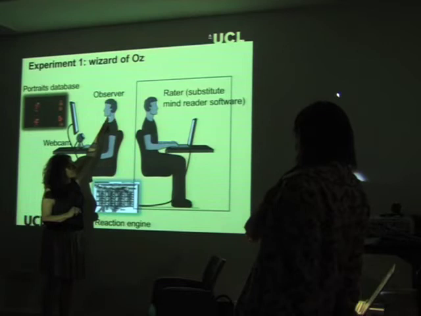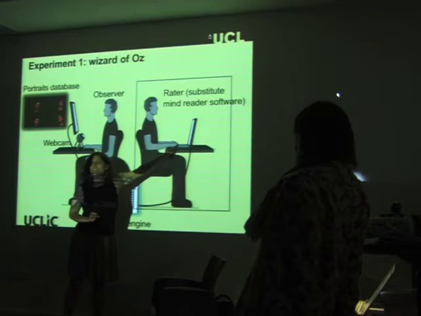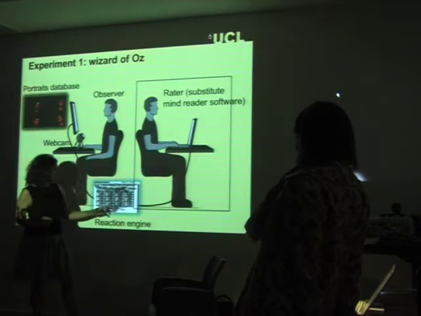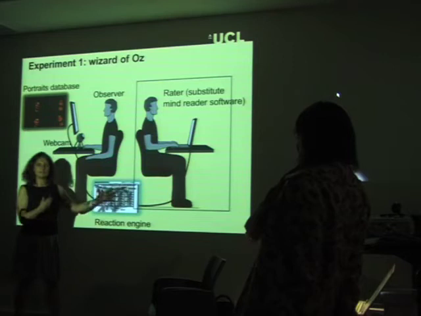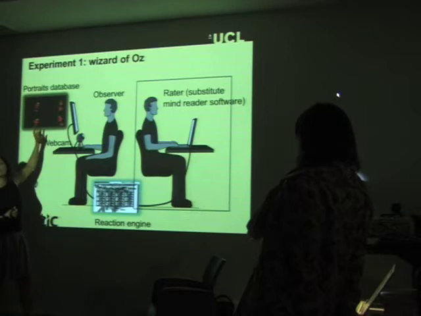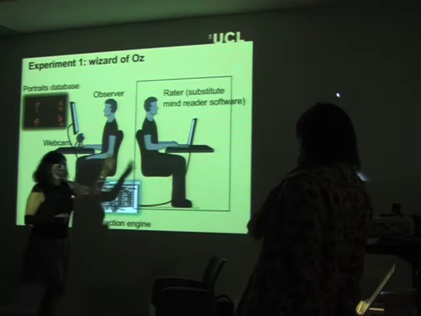The only thing he could see was the facial expression. Recognizing the expression of the person, their micro expressions, is quite difficult, as we saw before, but he tried to do his best. He sent this information to the reaction engine, and then, using the set of rules devised by Chris Fries, the engine would react to this facial expression, selecting one portrait from the database. So it was simulated, and the person was not aware of that.